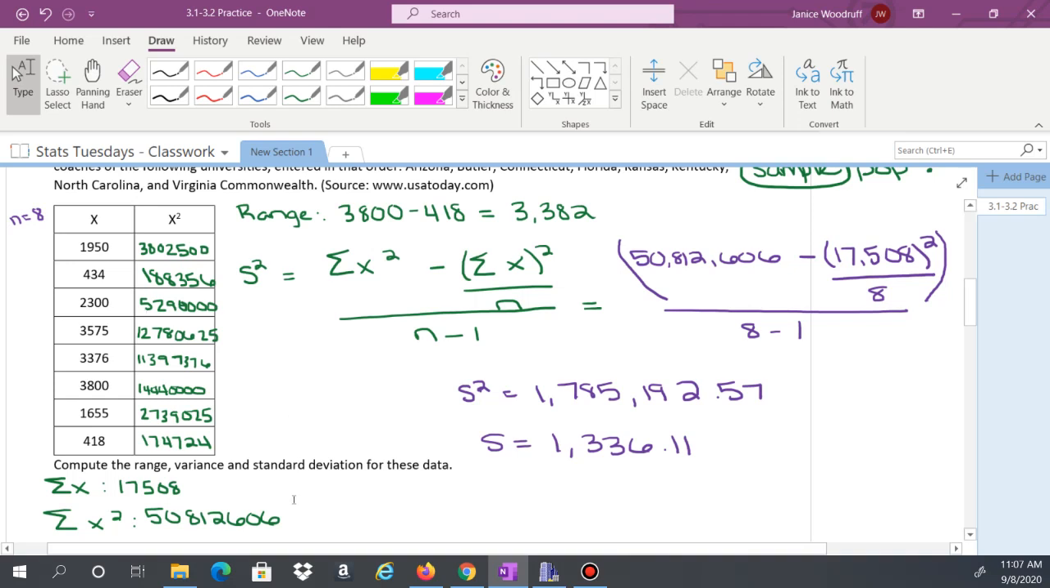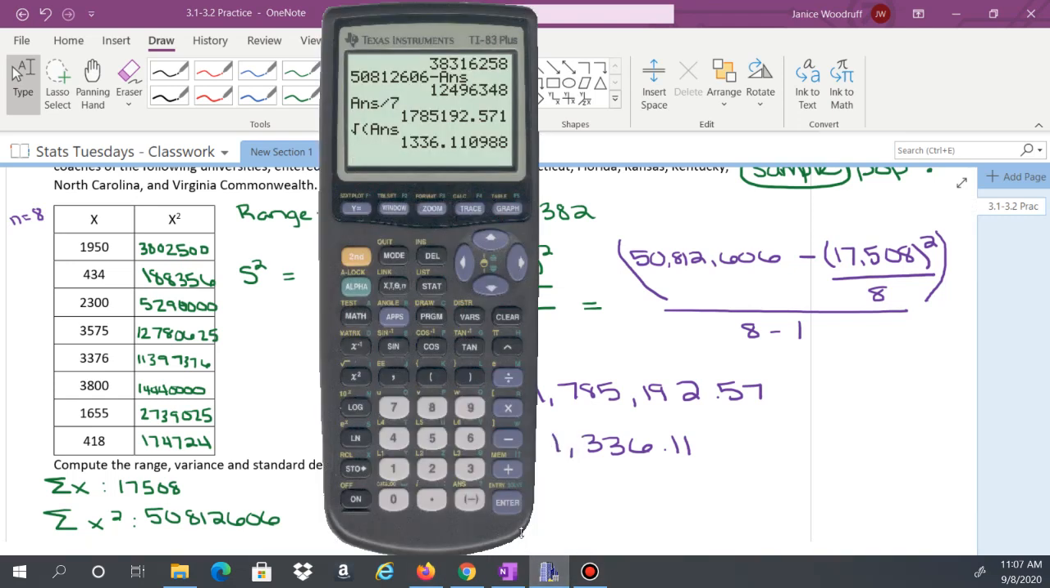Now, let's put this in our calculators. All right, so we want to use a list for this calculator. So remember, list is up here. So go to stat, and then enter, edit. So stat, edit, and then enter the X values in L1. So after each one, you just hit enter.